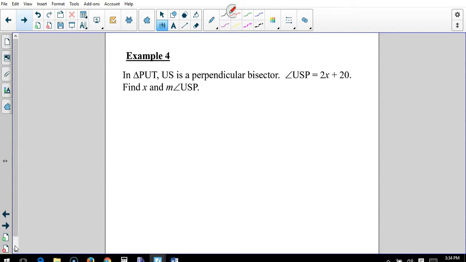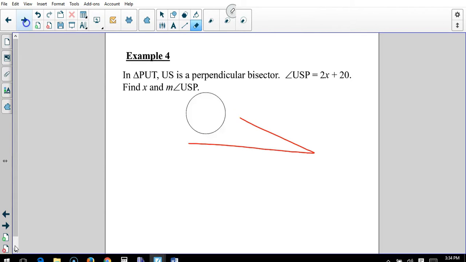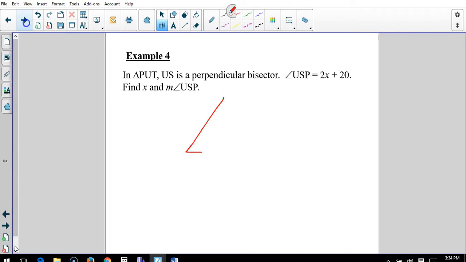US is a perpendicular bisector. I know I want U to be where my bisector is because it says US. So I'm going to come straight down, perpendicular, and bisect. There's US. Now it says USP is 2x plus 20. Find x and the measure of USP.